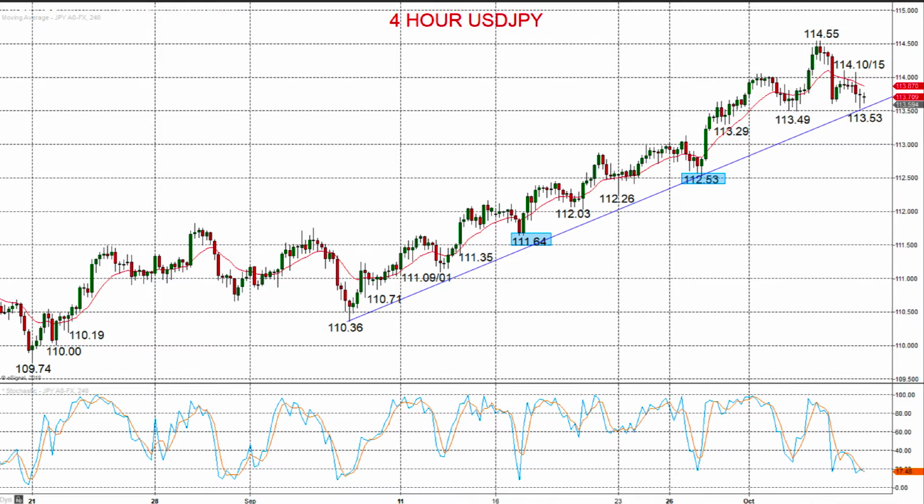So the intermediate term view into October is bullish, but the very short term risk is that we break down through the levels of support here, 113.53, 49.29, and have maybe a deeper correction on the break of this trend line. So immediate risk lower, but overall dollar yen threat higher.